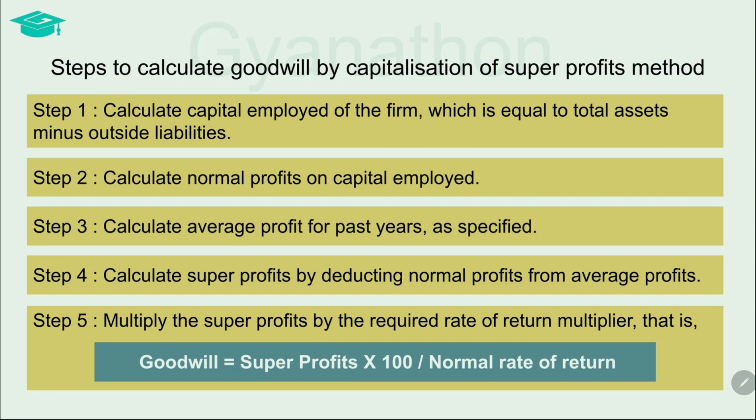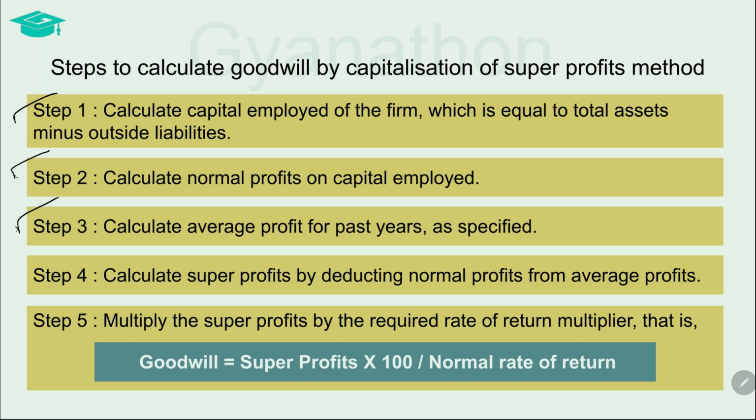Now let us see how to calculate the goodwill by capitalization of super profits method. Here, first we calculate the actual capital employed by the firm, which, as we already discussed, is total assets minus the outside liabilities. Then, on this actual capital, calculate the normal profit by applying normal rate of return to such capital employed. After this, calculate the average profits for the specified number of previous years.